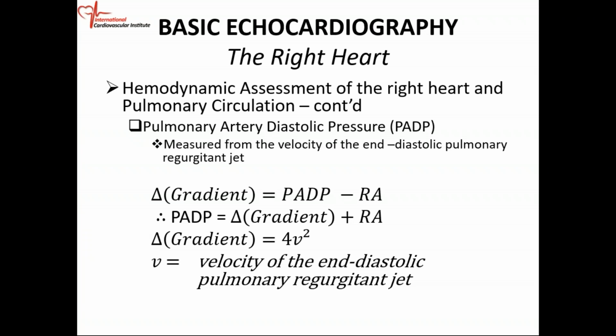Just a quick reminder, when we have pulmonic insufficiency, when we have PI, blood is going to flow from the pulmonary trunk across the pulmonary valve into the right ventricular outflow tract. That is what PI is, pulmonic insufficiency. It's a diastolic phenomenon where blood is going to flow back from the pulmonary trunk across the pulmonary valve into the right ventricular outflow tract.